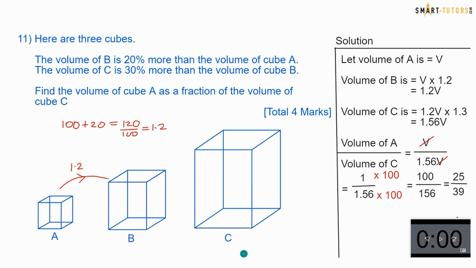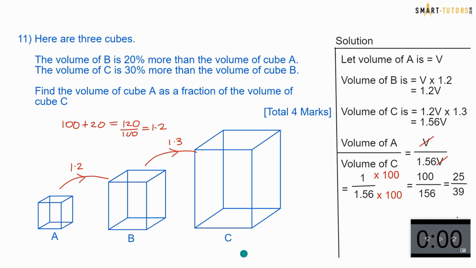Then the next data is given here. Cube C is 30% more than cube B. So here to here, the scale factor is 1.3. Why 30% more? So you times the 1.2 V times 1.3, that gives 1.56 V. Again, it's a non-calculator paper. You may be able to do 12 times 13 is 156, two decimal points, 1.56.